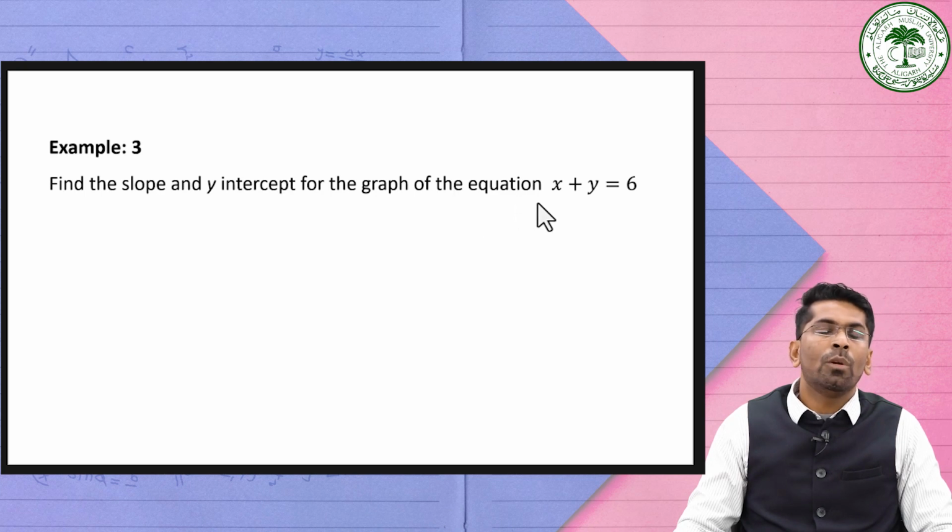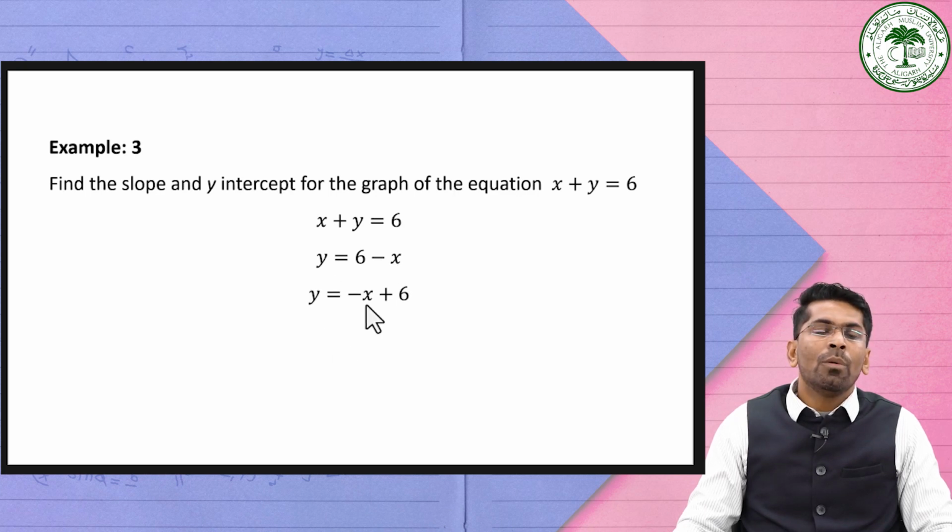Consider another example. Find the slope and y-intercept term for the graph of the equation x plus y is equal to 6. Our given function is a linear function; the power is equal to 1. So here we are isolating y by subtracting x from both sides of the equation. So the plus x and minus x will cancel out. So y is equal to 6 minus x.